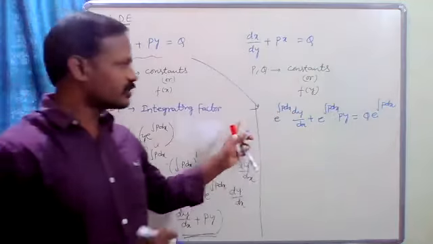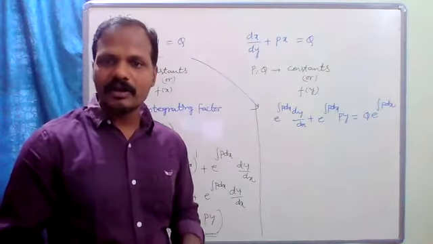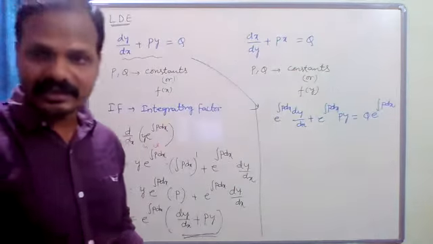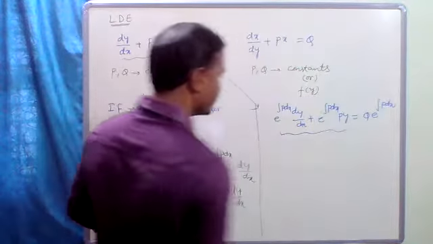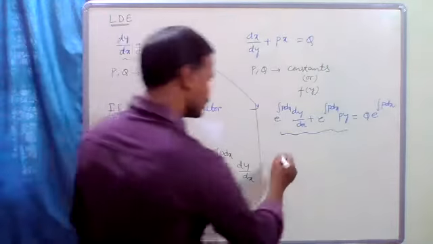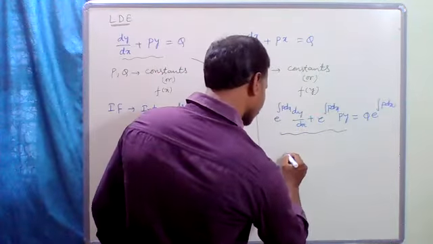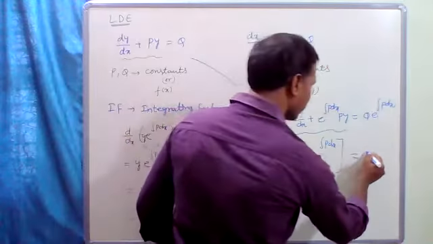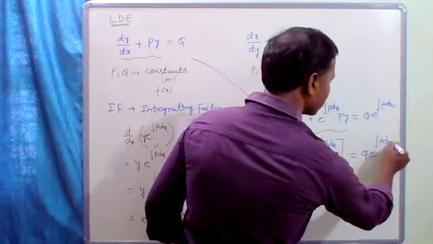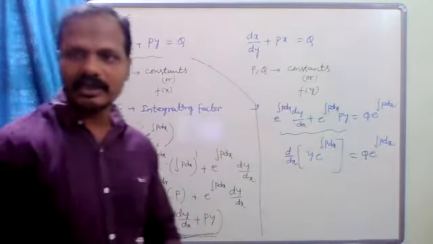ఓకేనా? ఏం చేసాం? బోత్ సైడ్ కూడా e పవర్ ఇంటిగ్రల్ p dx తో మల్టిప్లై చేసాం, which is the integrating factor. ఓకేనా? The left side can be written as d by dx of y into e power integral p dx. Yes or no? What about the right side? Q into e power integral p dx.